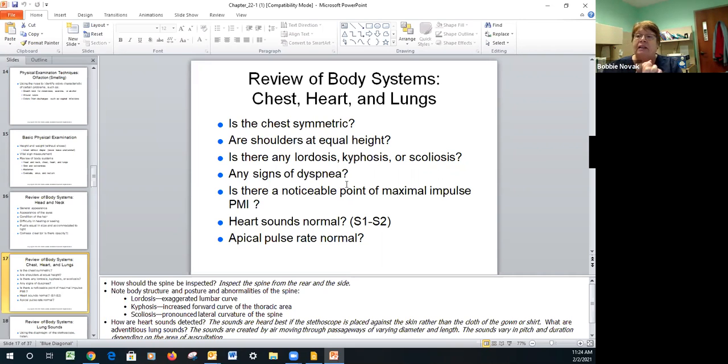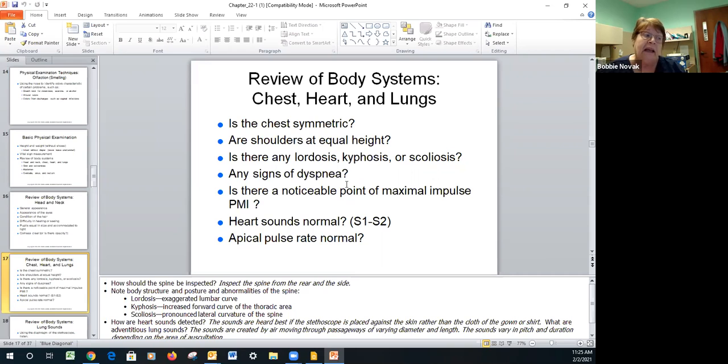And a normal heart sound sounds like lub dub, lub dub, lub dub, lub dub. Nice, even rhythm, lub dub, lub dub. If you have an irregular heartbeat, that's called a dysrhythmia. All right, you can feel a dysrhythmia when you're palpating a pulse. You can hear a dysrhythmia when you're listening to a heart.